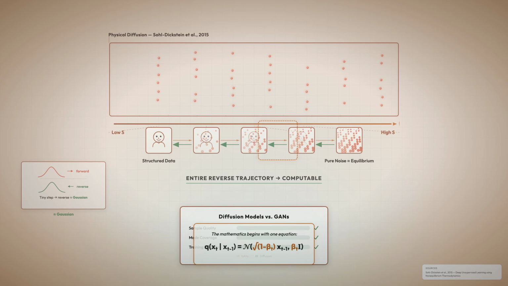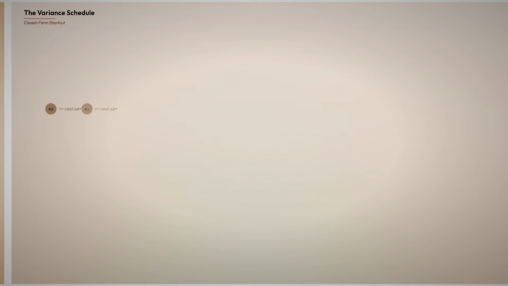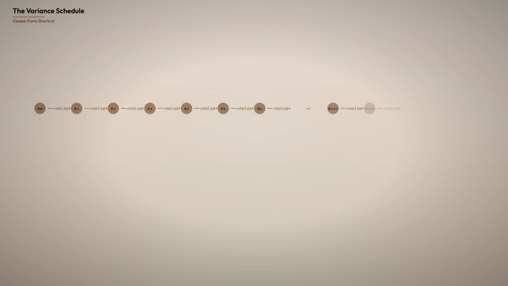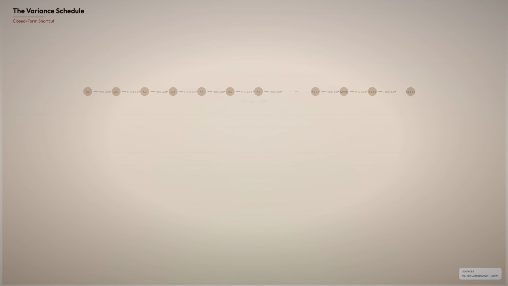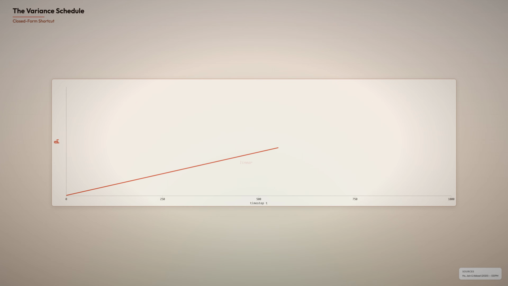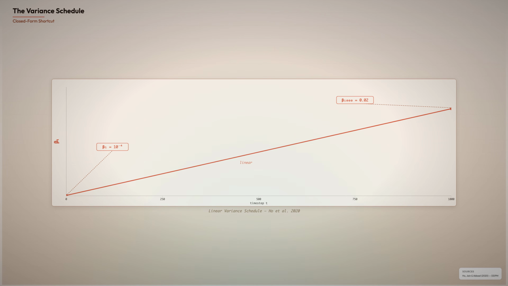It starts with one equation. Training samples random time steps, step 47 on one image, step 803 on the next. Running the full chain each time, 1,000 sequential operations per sample, but the math telescopes. Each step injects noise controlled by beta t, the variance schedule. Ho et al. set beta 1 to 10 to the minus 4, growing linearly to 0.02 across 1,000 steps, tiny for data scaled to -1 to 1.